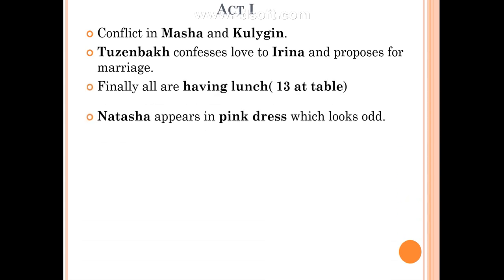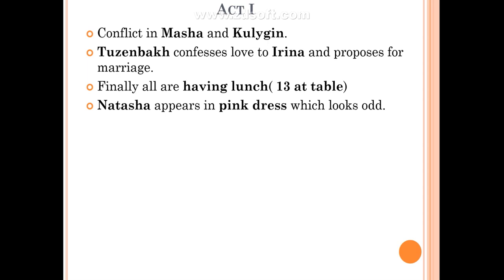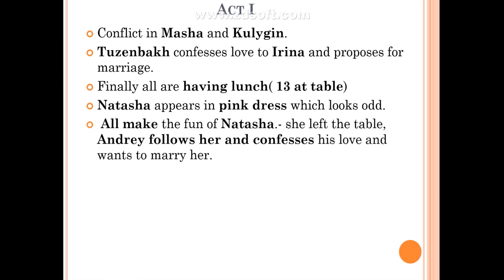Then Natasha appears at the last part of the first act. Natasha appears wearing a pink dress, which looks very odd at that party. And all these people, Olga, Masha, Irina, Versinin, make fun of Natasha's dress, and Natasha got angry and left the table. Andrei follows her and confesses his love, and he wants to marry her. And here, students, the first act ends.